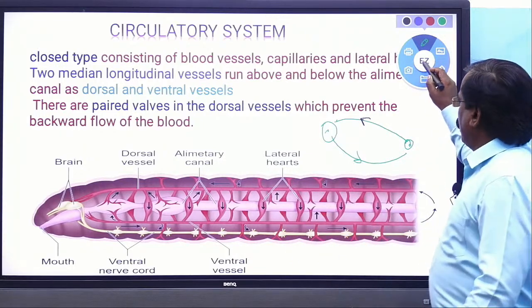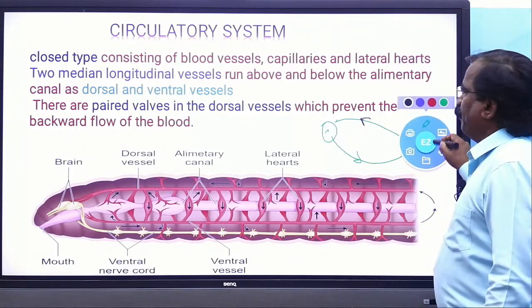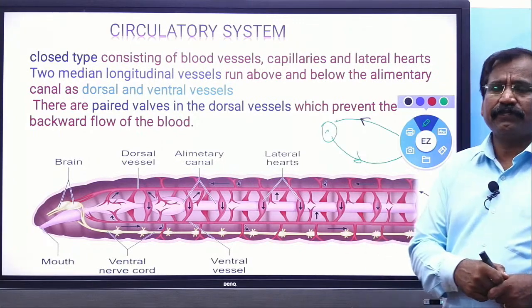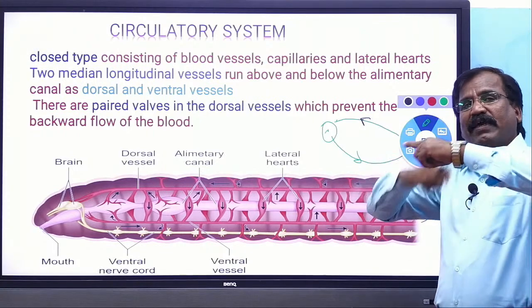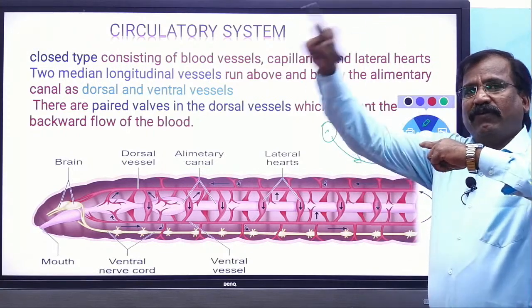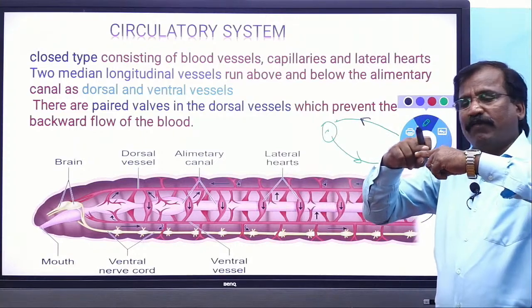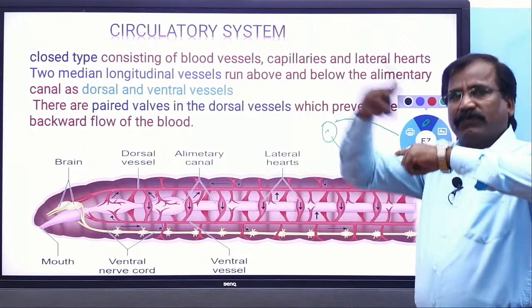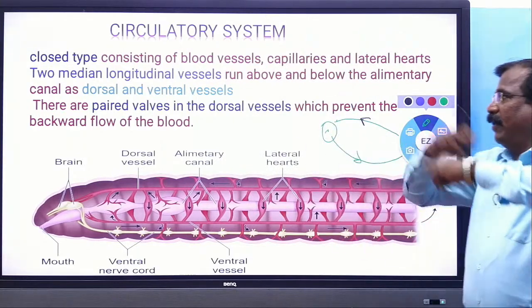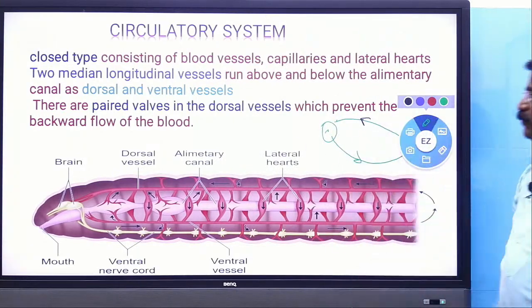Here, what is the structure of the circulatory system? Circulation means the body fluid moves again and again. It goes to all the parts and comes back to the heart, then the heart pumps it once again, and it goes to the various parts and circulates again and again. It runs inside the body; that is circulation.